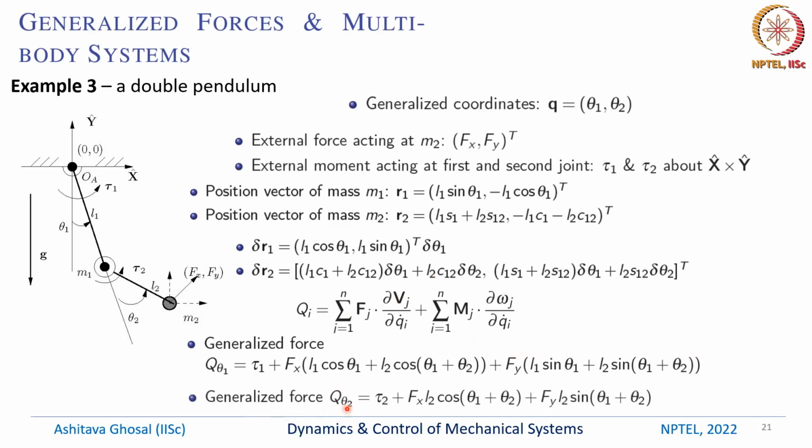And the generalized force corresponding to q2, which is in this case θ2, remember q is θ1 and θ2, will be nothing but the torque τ2 plus the moment of this fx and fy in some sense. Here also we have these moments of this fx and fy as seen by this first link. So in this case it is fx into L2 cos of θ1 plus θ2, plus fy into L2 sin of θ1 plus θ2.